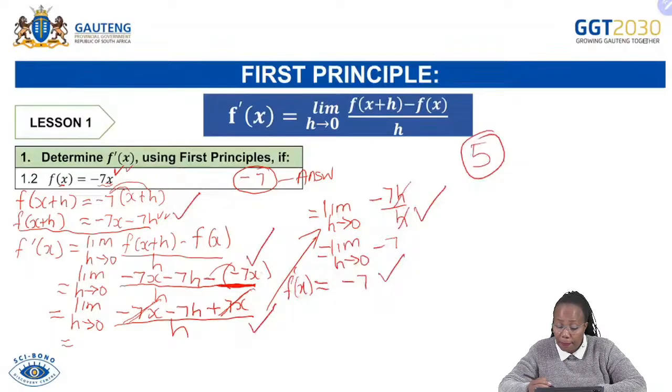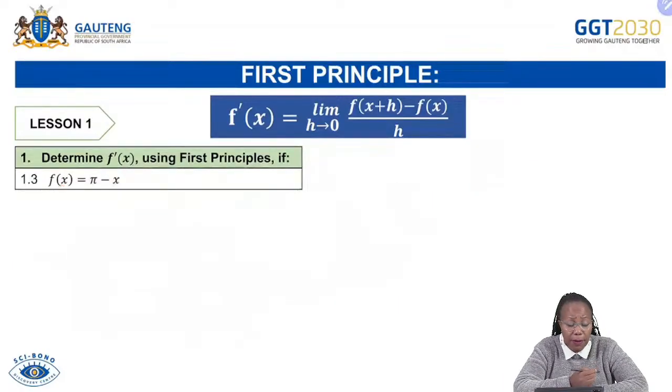5 marks. The third example: determine again the derivative using first principle if f at x is equal to a pi minus x. Remember, grade 12, pi is not a variable, it's a constant number, which is 22/7 or 3.14 if it is rounded off to two decimal places, approximately the correct value. That is 3.14 for the pi. That means a pi is a constant number. It's not a variable, right? It's a symbol that is representing 22/7.